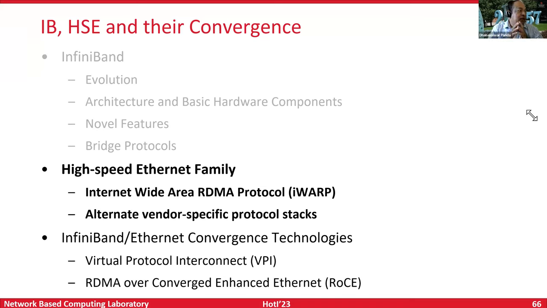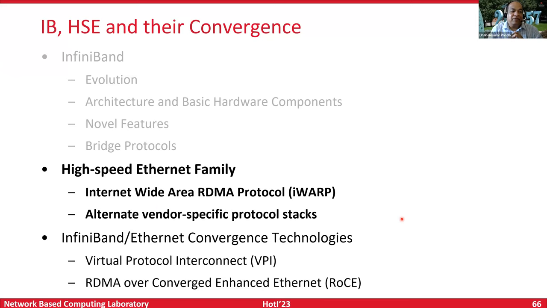So you saw we started with InfiniBand as the first network, and then tried to understand all the different kinds of features and how the network is designed. Before we move to the other networks, let's take a look at what has happened on the Ethernet side. On the Ethernet side, we'll start with the first standard, which is called iWARP. I don't know how many of you have heard of iWARP. Anyone? No? Okay. It stands for Internet Wide Area RDMA Protocol.